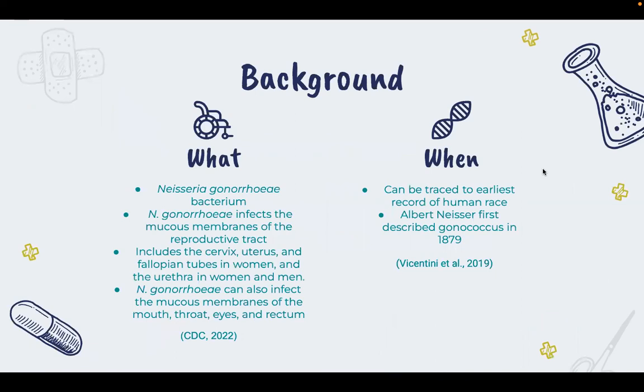The bacteria of gonorrhea is called Neisseria gonorrhoeae. This bacteria infects the mucus of the reproductive tract, including the cervix, uterus, urethra, and fallopian tubes. This bacteria can also infect the mouth, eyes, throat, and rectum. This disease can be traced back to the earliest record of humans. Albert Neisser first described gonorrhea in 1879.